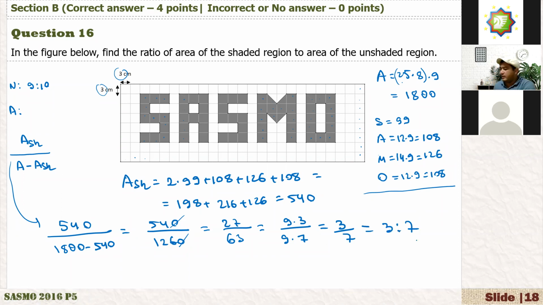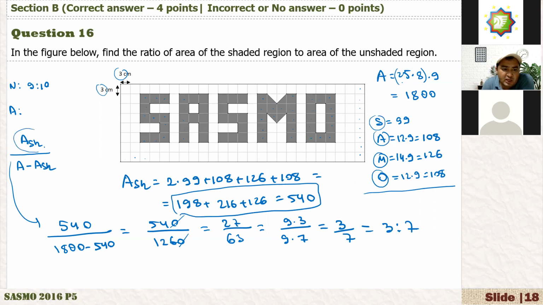Nargis, why? How did you get 9 to 10? Where did you make a mistake? Did you calculate like this? Nargis, first the area of S and A and M and O, and after that the total area of the shaded region, 540. The ratio means the area of the shaded, unshaded means the total area minus shaded part. And just simplify the fraction.